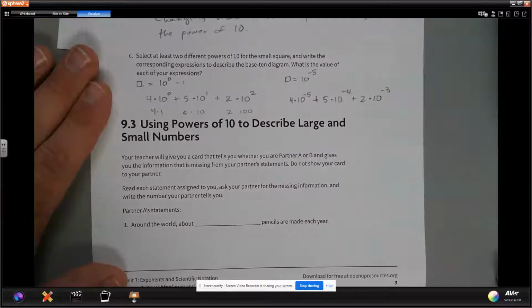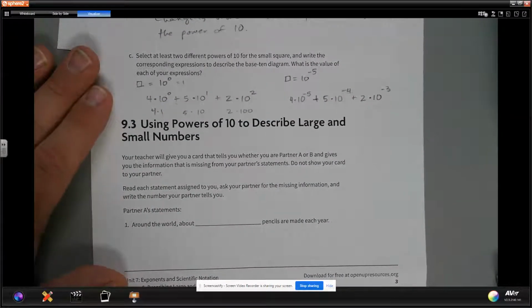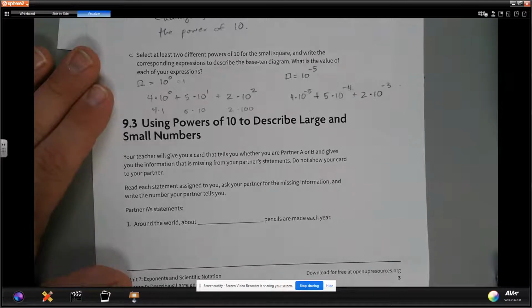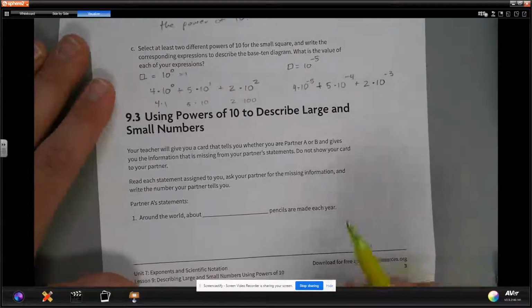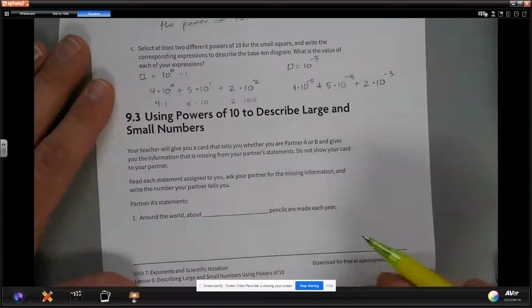9.3, using powers of 10 to describe large and small numbers. In this activity, we're starting to figure out that powers of 10 can grow and shrink things pretty quickly. And so when we're after this piece, it says that the teacher would give you a card to tell you whether your partner A or B gives you the information that's missing.